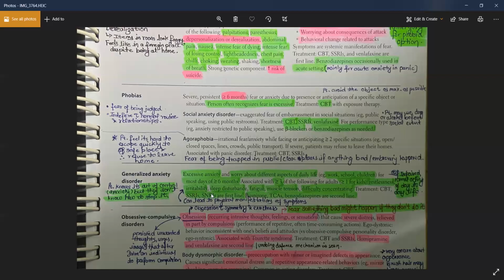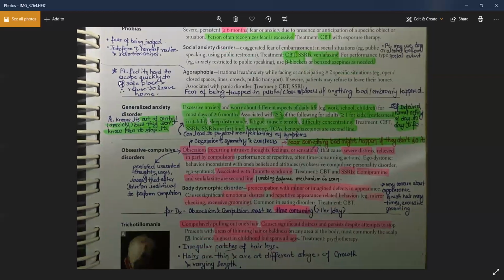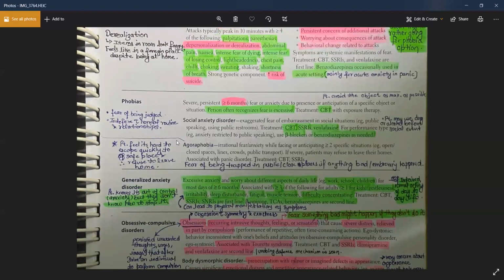Okay. Then you have the generalized anxiety disorder. Now, up to here, what we have discussed is all anxiety in specific situations. In generalized anxiety disorder, no specific situation is present. You will get attacks of anxiety in multiple situations. The patient will have excessive worry about different aspects of daily life, like work life, social life, the kids, and the family. They have excessive worrying about the kids, husband, their work.